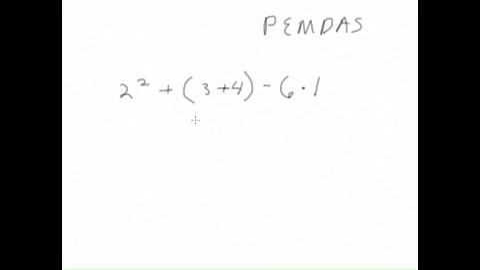So looking at this one here, first things first, parentheses. So we have the 3 plus 4. Instead of just doing that in my head and not writing anything else down, I'm going to rewrite this problem. I'm going to change that 3 plus 4 to a 7, and then rewrite it. So here we have 2 squared plus 7 minus 6 times 1. Okay. From there, exponents are going to be next, so 2 squared equals 4. And again, I'm going to rewrite this problem.